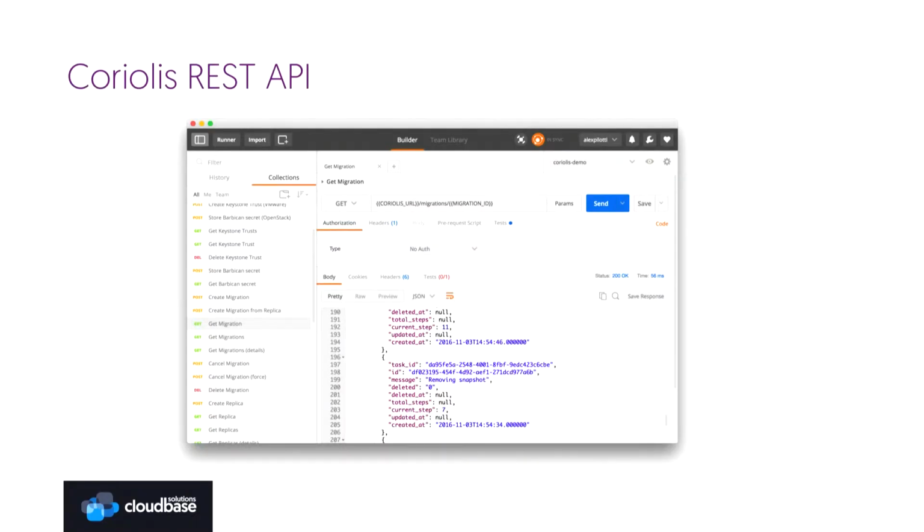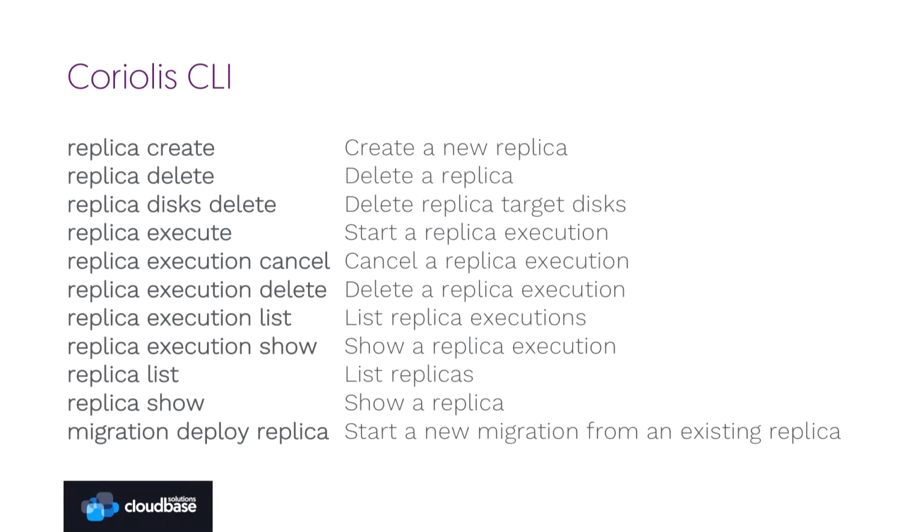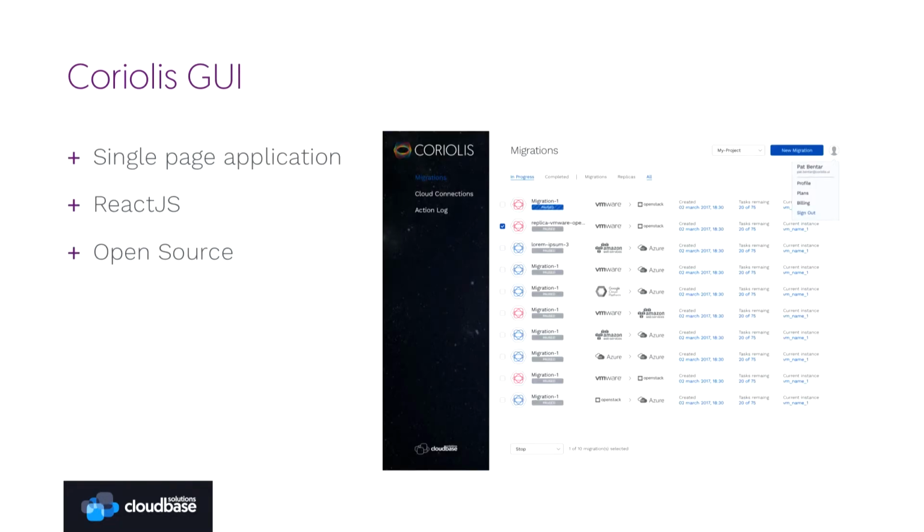So Coriolis has a REST API. Here are the Postman examples. Coriolis has a command line interface that I will show you how it works. Even the command line interface works like an OpenStack command line interface. It's actually written using Cliff, which is the same library that the OpenStack CLI uses. I will skip this part because I will show it.